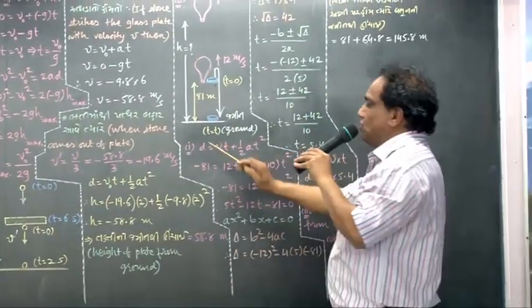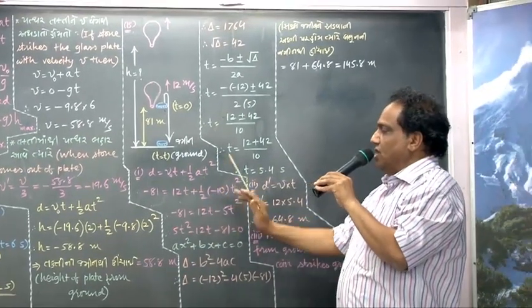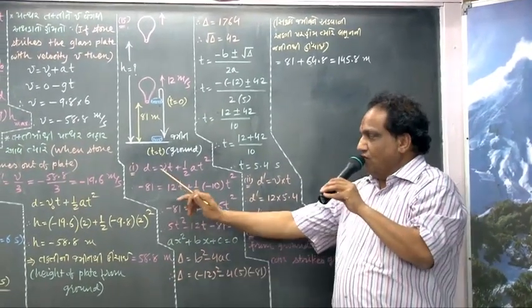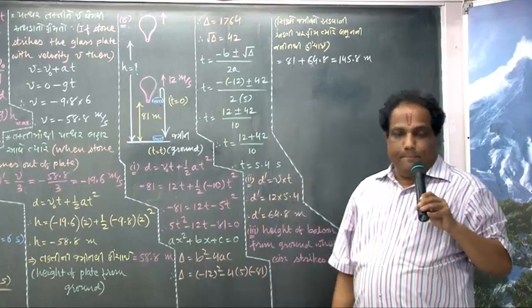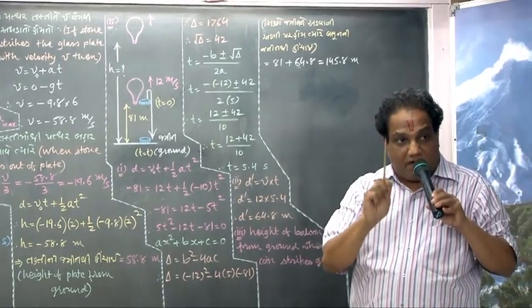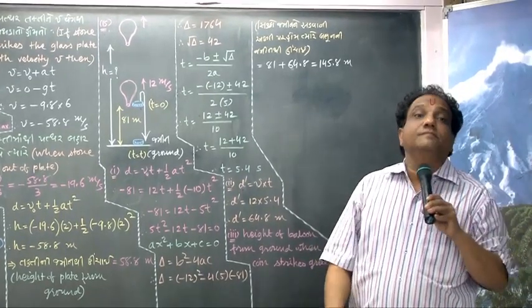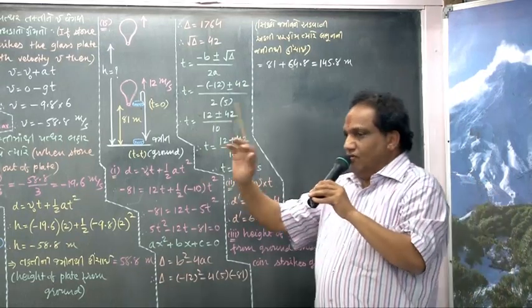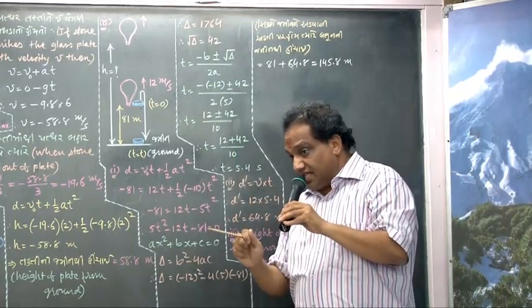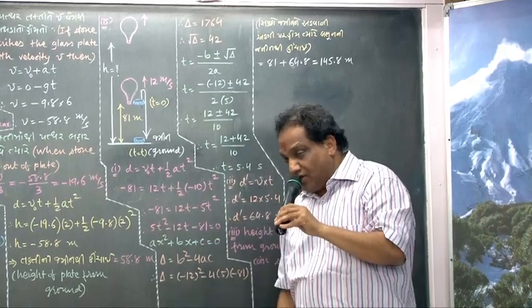d equals v0 t plus 1 by 2 a t square. What is this d? Displacement undergone by the point. What is displacement? Linear distance joining initial and final position.